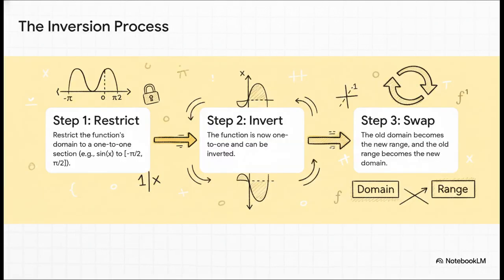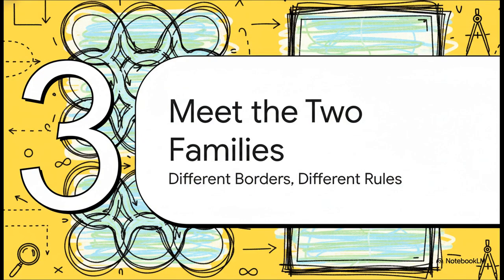So here's the process in a nutshell. First, we restrict the domain. We draw our map's borders. For the sine function, we've all agreed to only look at the section between negative 90 and positive 90 degrees, or negative pi over 2 to pi over 2. Inside that little window, the function is perfect. It's one-to-one. And now we can invert it. And when we do that, something really cool happens. The roles flip. The old domain we just defined becomes the new range, and the old range becomes the new domain. Okay, so this is where it gets super practical.